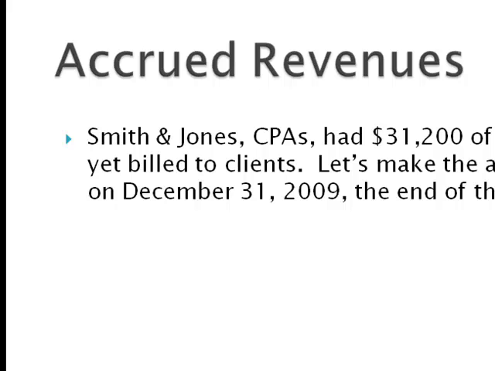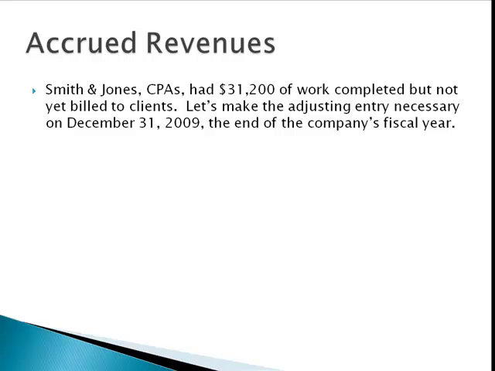All right, and the last adjusting entry that you're going to learn is accrued revenues. Accrued revenues are when you've actually earned the revenue, but you just haven't yet billed the client. So Smith & Jones CPA had $31,200 of work completed, but not yet billed to clients. Perhaps these CPAs had a total contract of $60,000 that they would bill the client at the end when they've completed the work in its entirety. If that's their contract, they can't bill on December 31st just because it's the end of the year. That client's going to get pretty mad. They're going to call them up and say, but I signed a contract that said I didn't have to pay anything till it's done. But internally, these accountants have to record revenue earned.